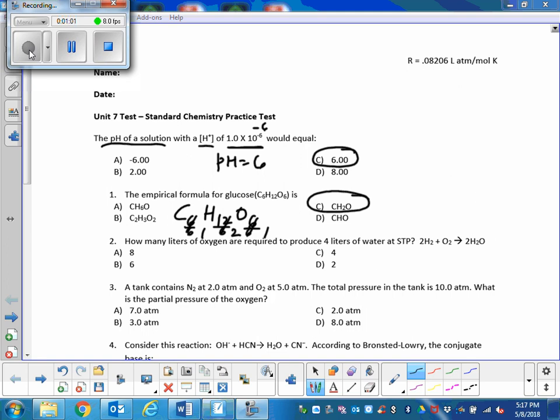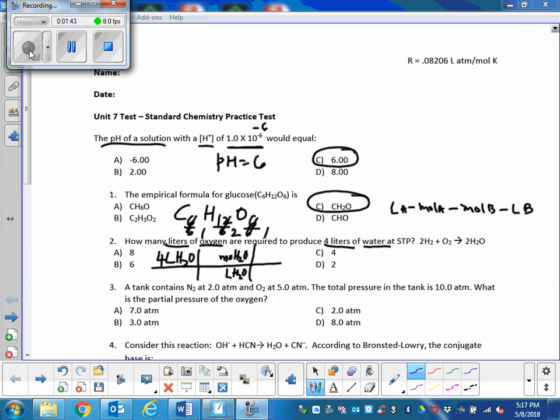So now let's look at the next problem. This is a stoich problem because they have given me liters of water and they want to go to liters of oxygen. The way this problem is done is, you will convert liters of A into moles of A, into moles of B, and then into liters of B. So you are given 4 liters of water. What do you convert into moles of water? And then you have to cancel out liters of water.